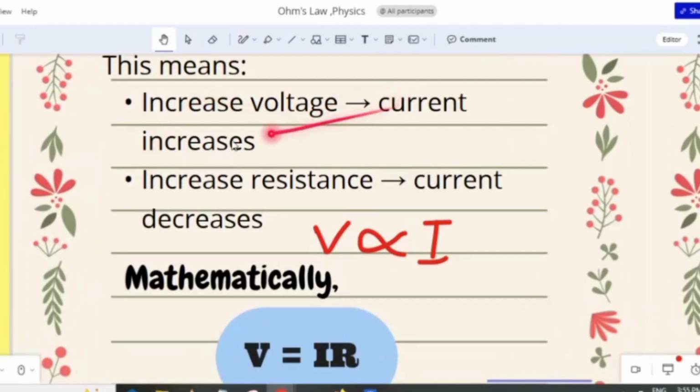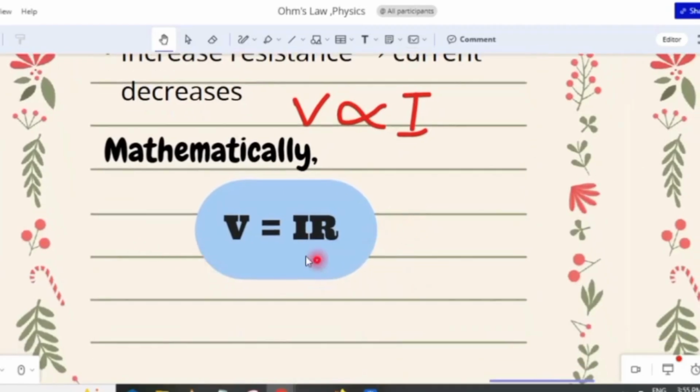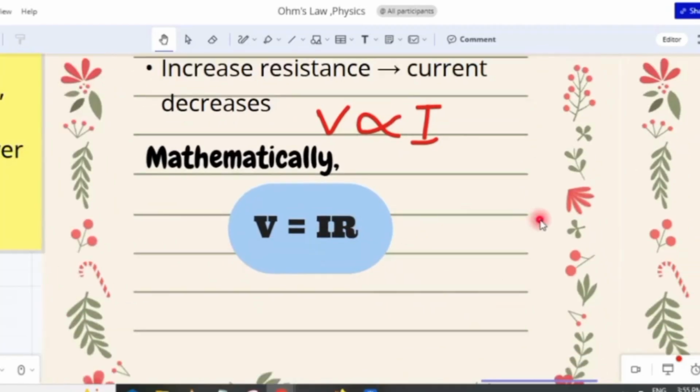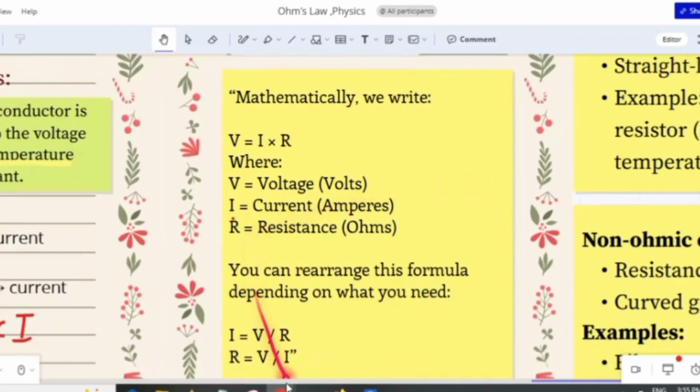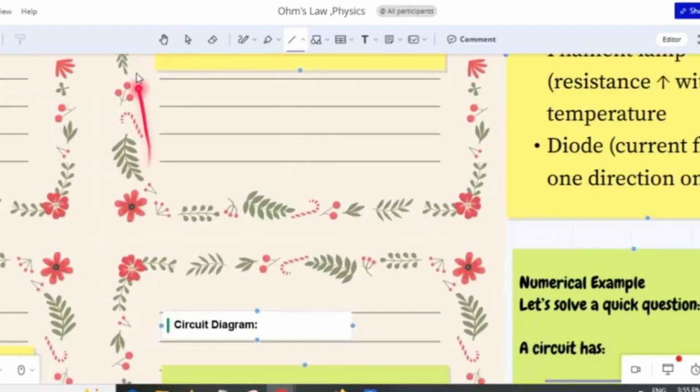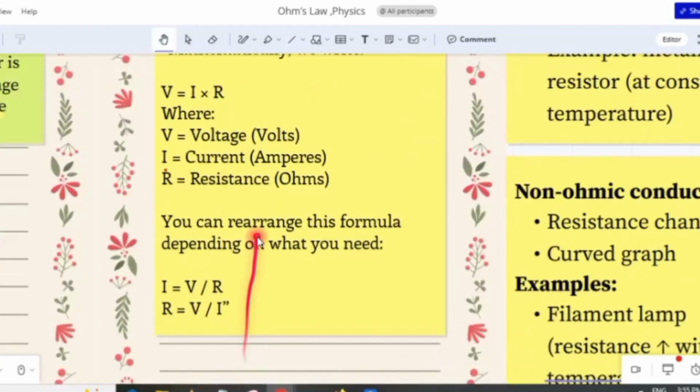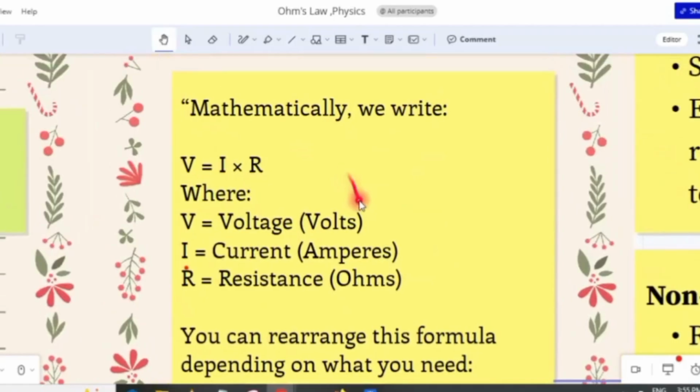Which means when we increase voltage, current increases. When we increase resistance, current decreases. Resistance is directly proportional to temperature and inversely proportional to current. Mathematically, we can write Ohm's law as V equals IR. Here, R stands as a constant quantity, and we can understand this formula just like this.